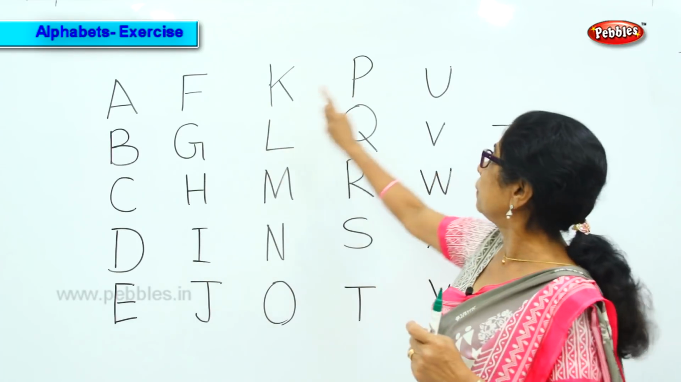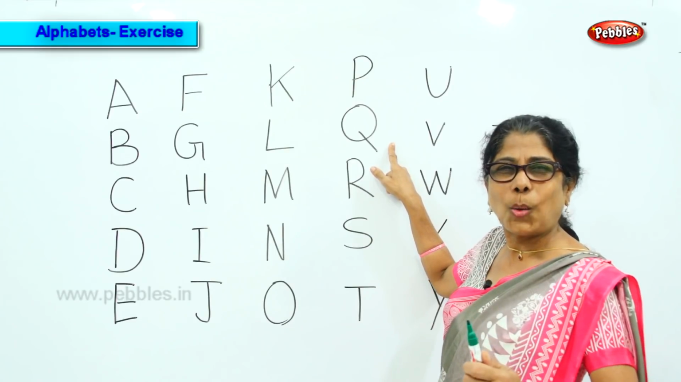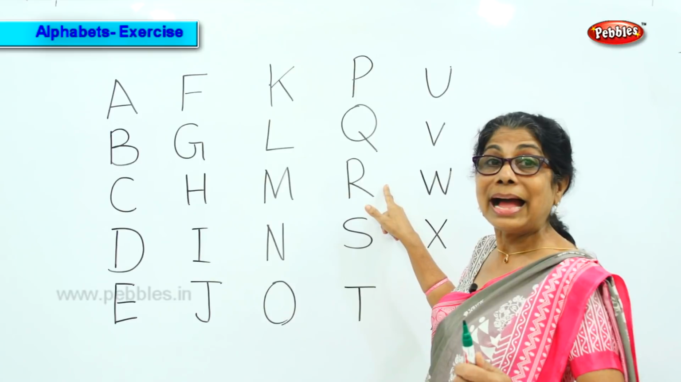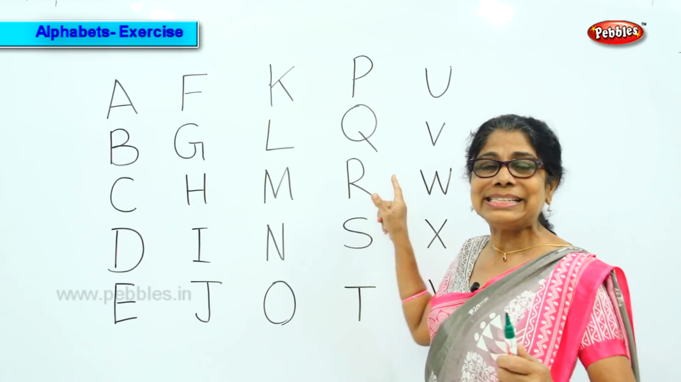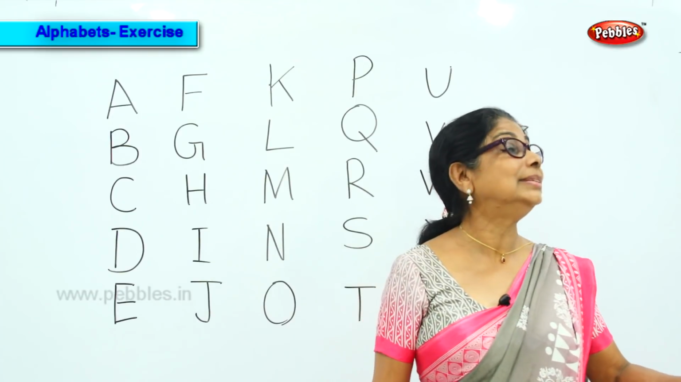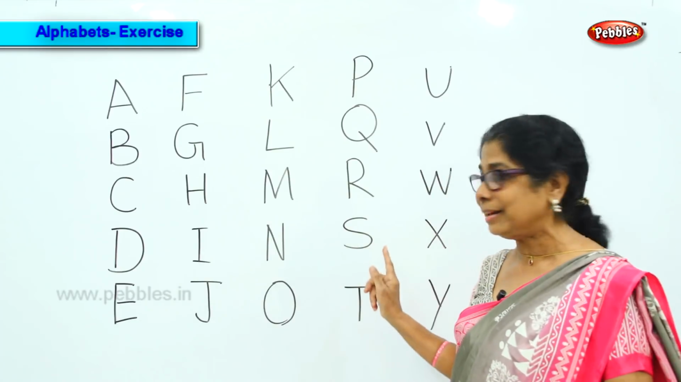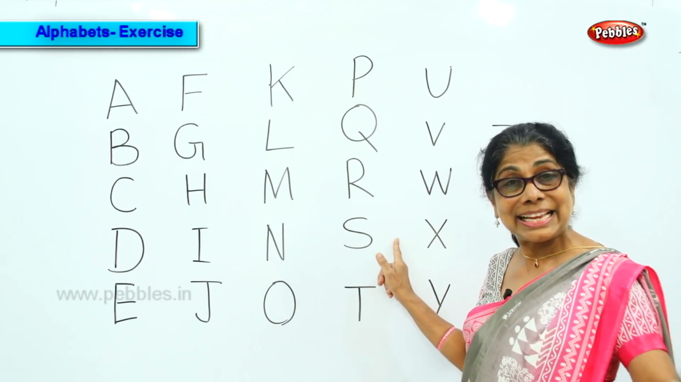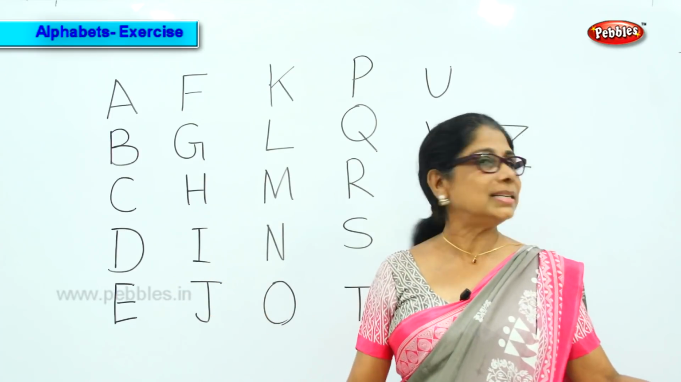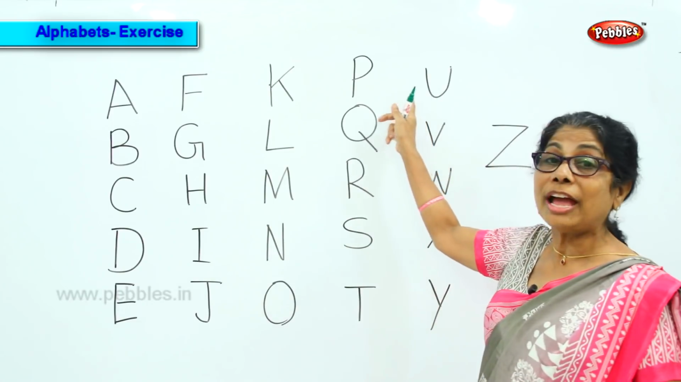Qua. Remember the duck. Qua. Q. Qua. R. Rag. The puppy tearing the rag. R. The snake. S. Letter S. Snake. T. Remember the tennis. T. T. T. Then you have U.